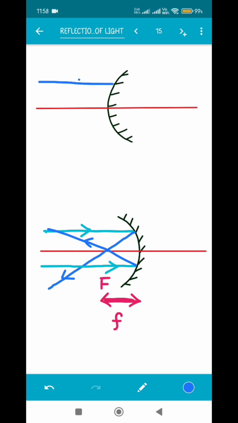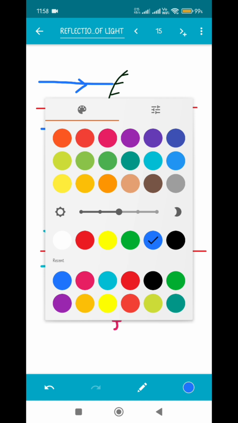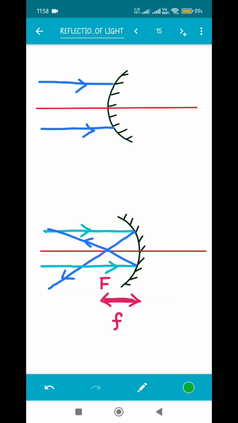So let's see. I have two parallel beams of light which have struck the convex mirror surface. After reflection, since this is a diverging mirror, both of the light beams will get diverged. But if through dotted lines I produce them backwards, I am going to see they will connect with each other at a point which is actually the focus in this case. So the rays are not actually meeting, but they appear to meet. In this case, the length between the focus and the pole of the mirror is known as the focal length.